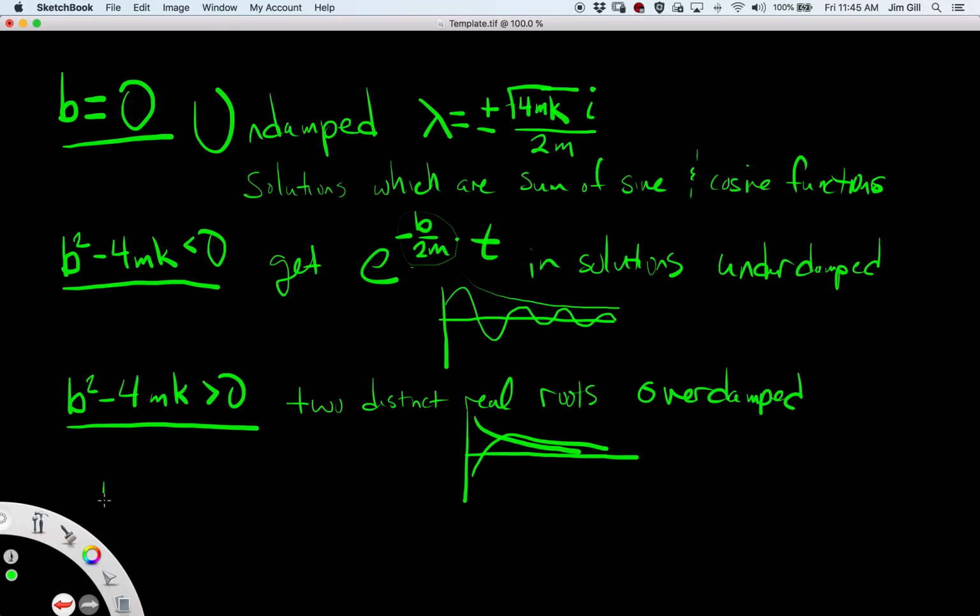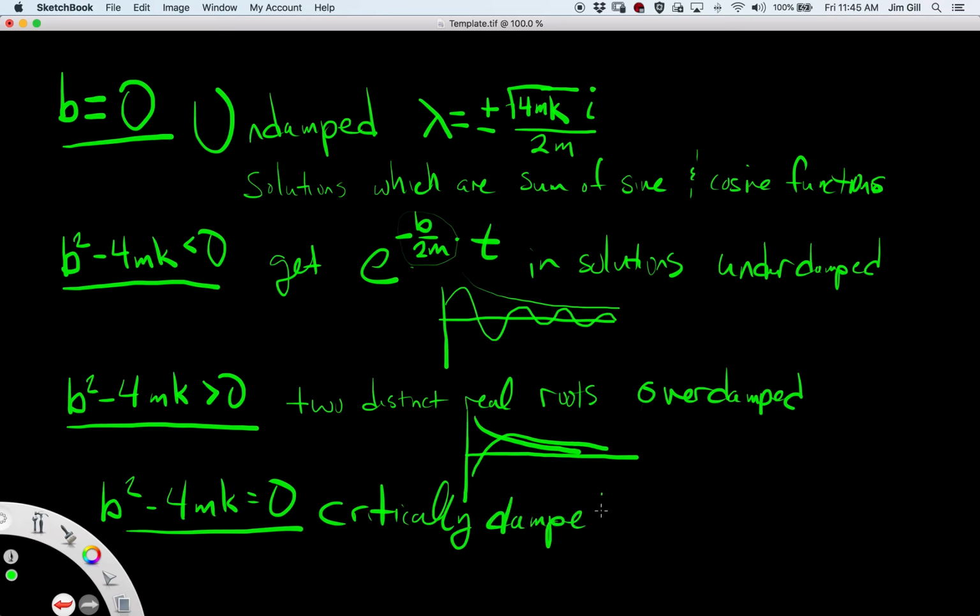And then the last one, if b squared minus 4mk is exactly equal to 0, this one is called critically damped. And this is related to having only one eigenvalue. And when this occurs, we don't oscillate at all, ever, around the equilibrium value. We just go straight towards the equilibrium value over time. Okay? This is because in the phase portrait, we only have one line of eigenvalues that we can't cross. And so we can never cross the equilibrium. We're just drawn towards it immediately.